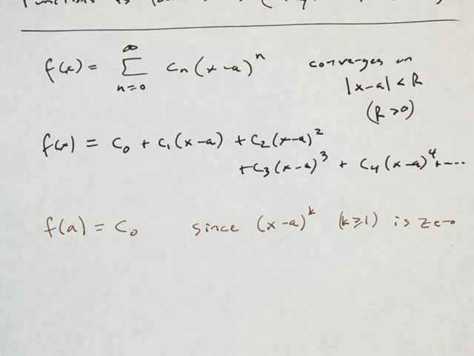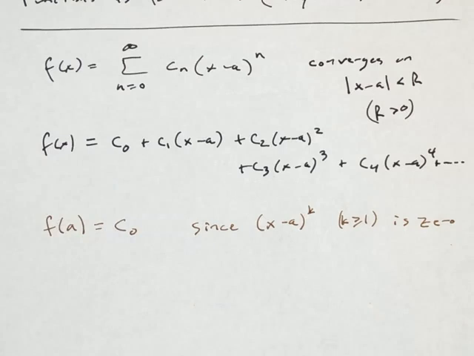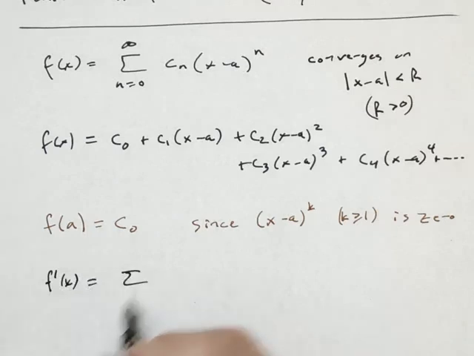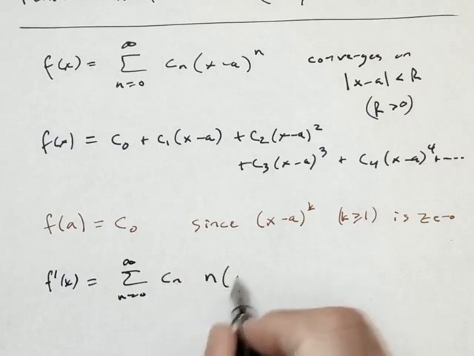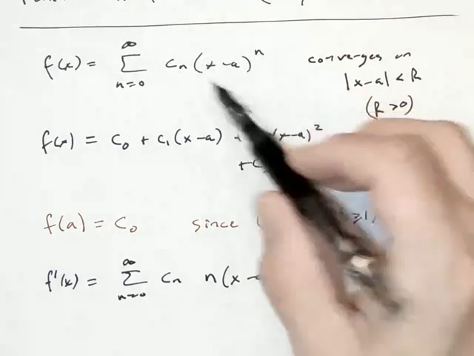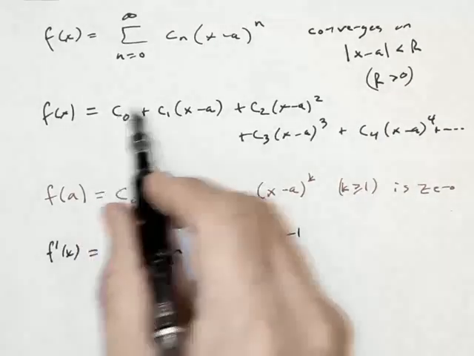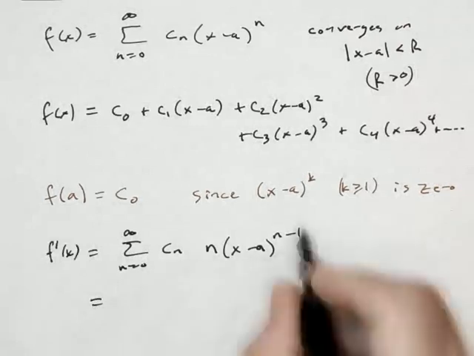Let's take a derivative here. The term-by-term derivative. F prime of x would be the sum n equals 0 to infinity Cn n x minus a to the n minus 1. That was what our term-by-term derivative idea was. I just took the derivative of this part. Chain rule gives me a 1, so I don't have to really multiply by anything on the end there.